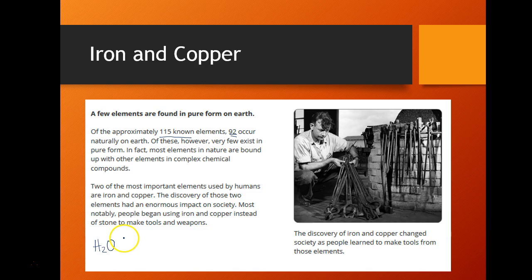However, there are two different elements that are actually found in pure form. We have iron and we also have copper that are found in pure form, which means that we can find them by themselves. And the discovery of these two elements, iron and copper, really made a huge impact on society because that's what people started using to make tools as well as weapons.